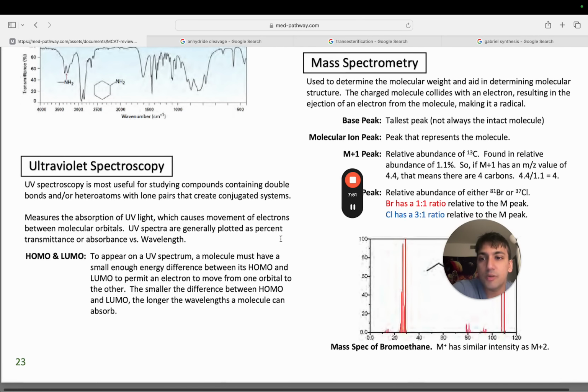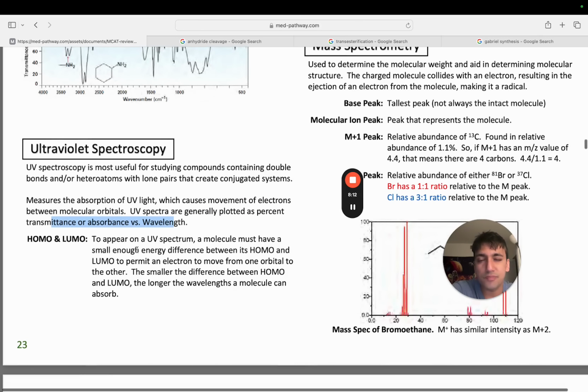UV spectroscopy is more important for understanding double bonds or heteroatoms with lone pairs that create conjugated systems. And they measure the absorption of UV light. And UV light is basically causing the movement of electrons between molecular orbitals, like we talked about in general chemistry. UV spectra are generally plotted as percentage transmittance or absorbance versus wavelength.